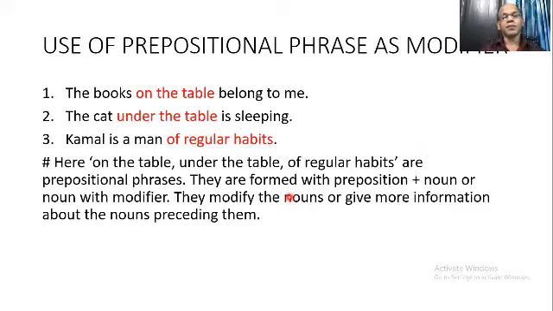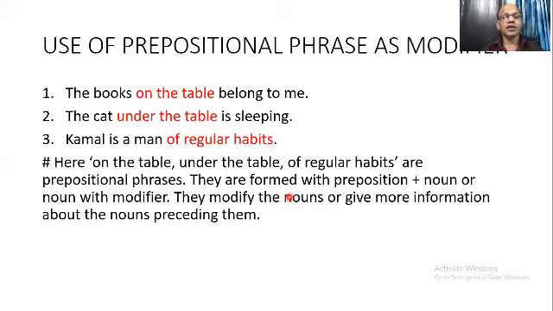Now, use of prepositional phrase as modifiers. We can use some prepositional phrases in place of a modifier. You can modify the noun. Look at the example. The books on the table belong to me. Books, which books? On the table. On the table is a phrase, you see. A preposition is here, and two other words, an article and a noun. In total, on the table is a phrase. We call it a prepositional phrase because it is formed with a preposition.